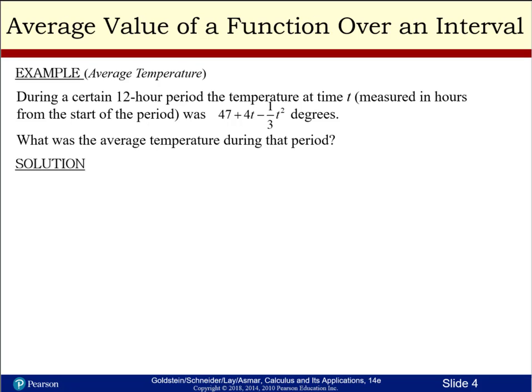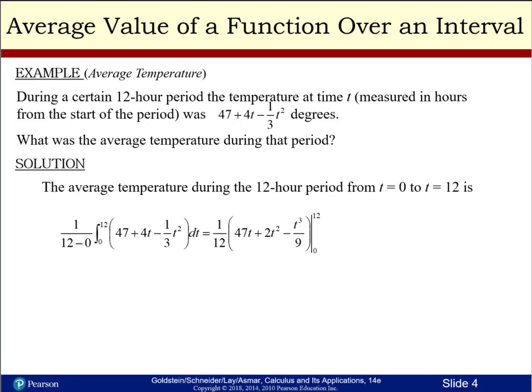Now, during a certain 12-hour period, the temperature at time t, and this is time t in hours from the start period, was 47 plus 4t minus 1/3 t squared degrees. We want to know what the average temperature was during that period. So we're going to start at t equals 0. That's our starting, and then we have our t equal 12 as our end.